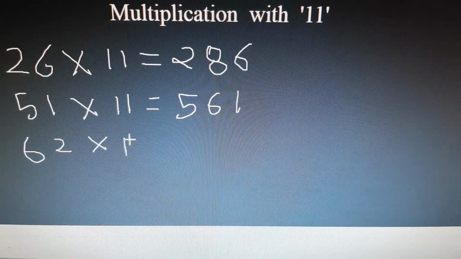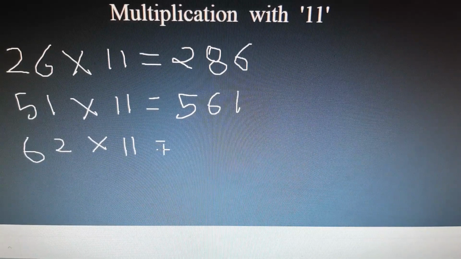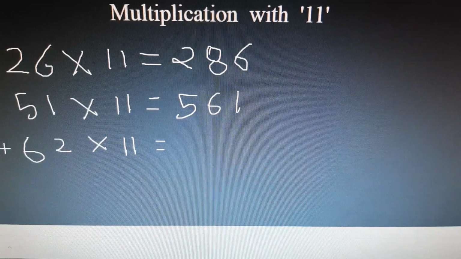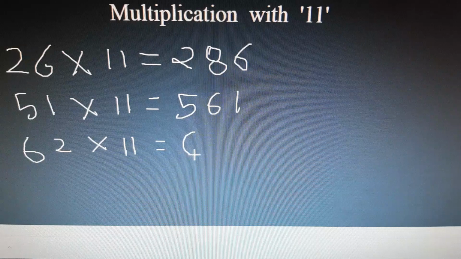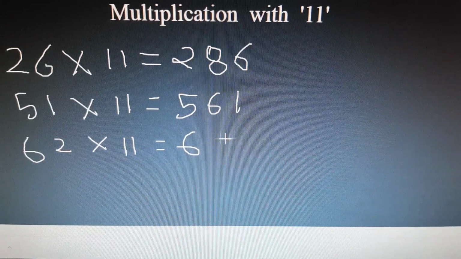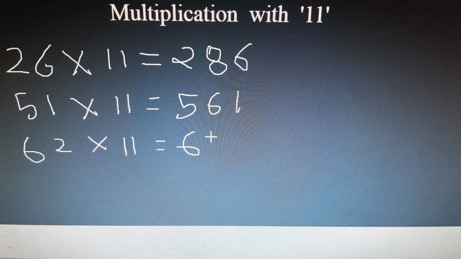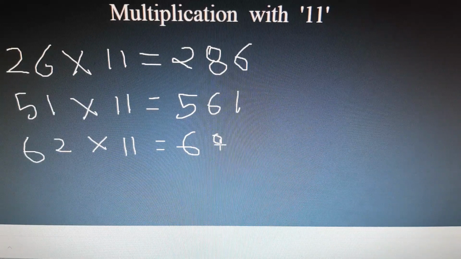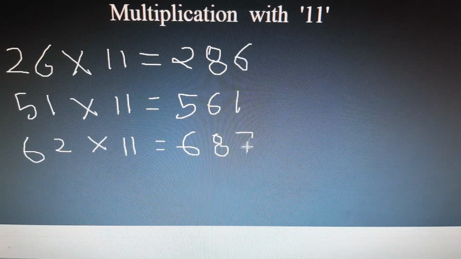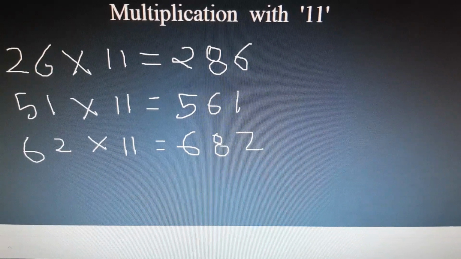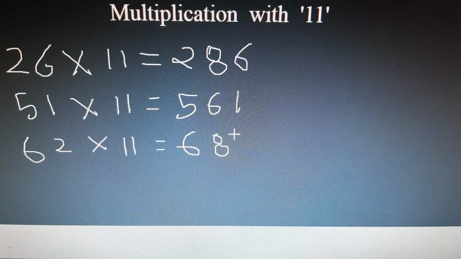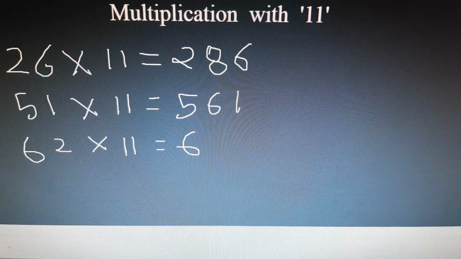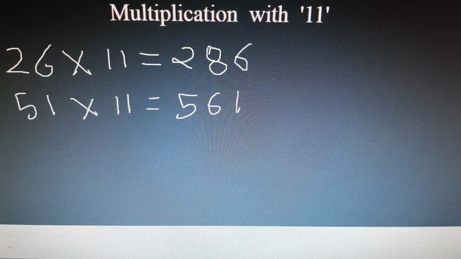62 multiply by 11. Now you have to do by yourself. Who will tell me? Very good. 6 is the one. The plus is 6 plus 2 is 8. And the last figure will be 2. So this is the answer. So now we will practice for the carry forward number. Okay.